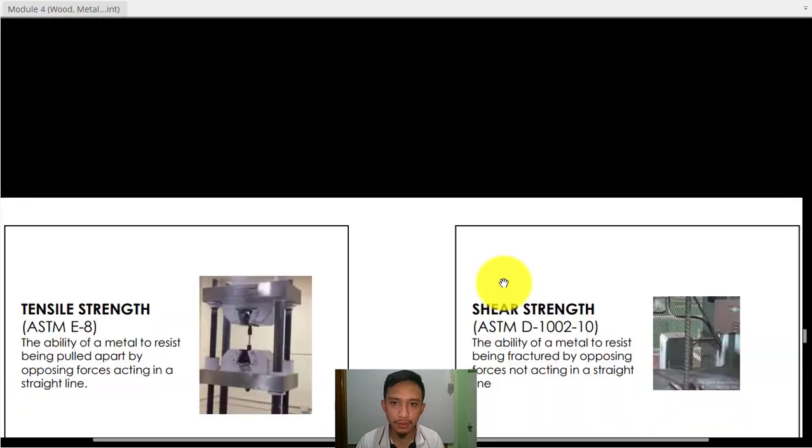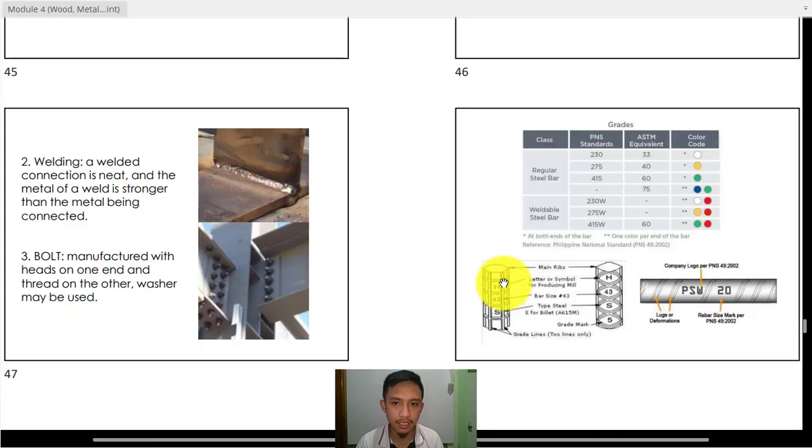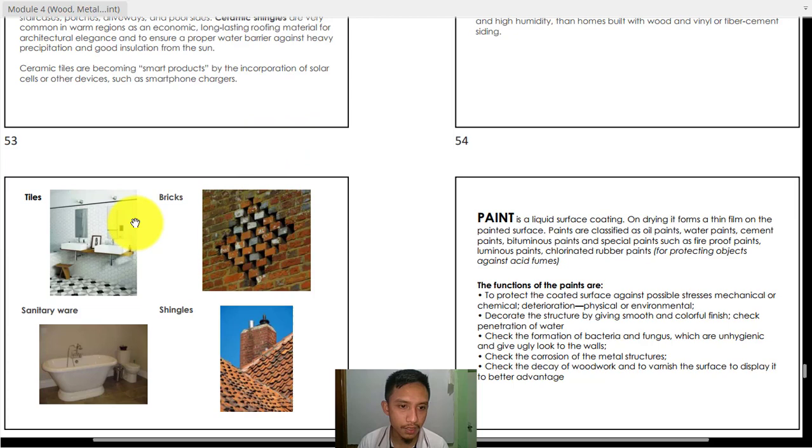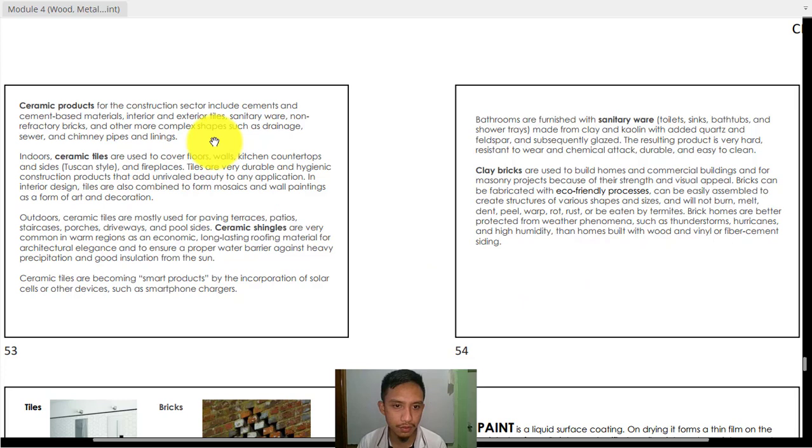Now we can proceed to your ceramics, that is for structural steel or steel members. So we can now go to your ceramic products. So for construction, the sector includes cement and cement-based material, interior and exterior tiles, sanitary wares, non-refractory bricks, and other more complex shapes such as drainage, sewer, and chimney pipes and linings. So these are where we are using your ceramic products. Okay, so we have here your tiles, bricks, sanitary ware, shingles. You can read about those.